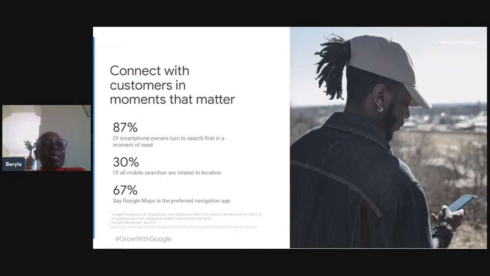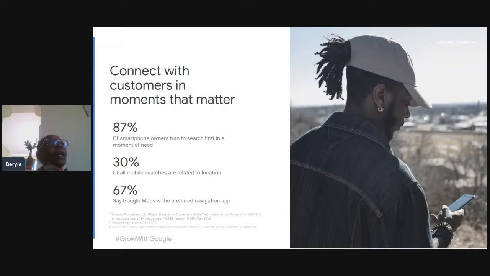So 87% of smartphone users turn to search first in a moment of need. All right. So I'm in the comfort of my home and there's a service or a product that I need. Instead of going out of the house and walking around blindly, I would go to my phone directly and search for whatever it is that I'm looking for.